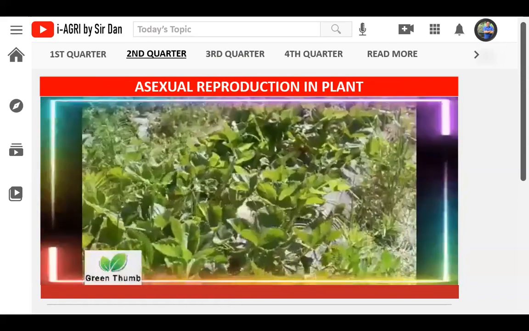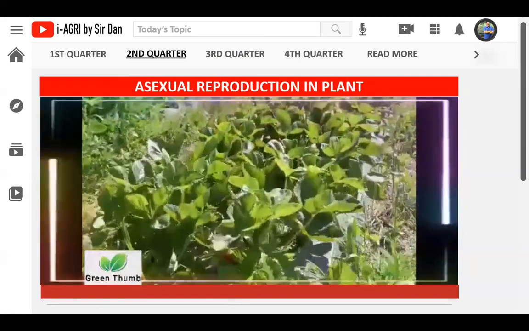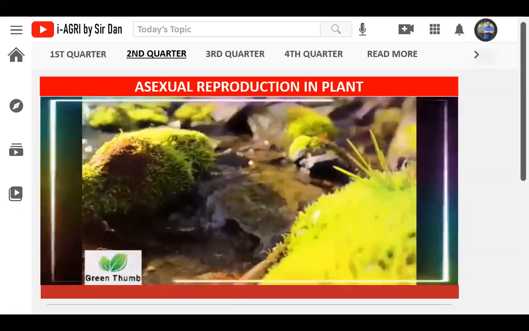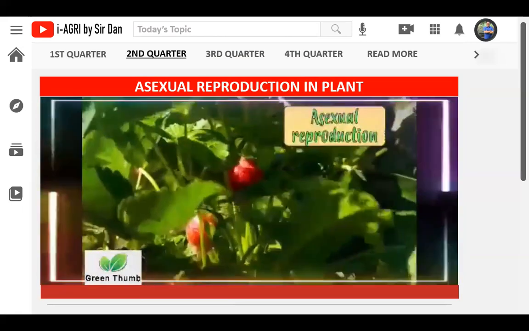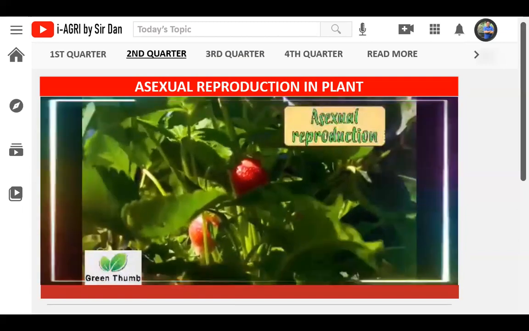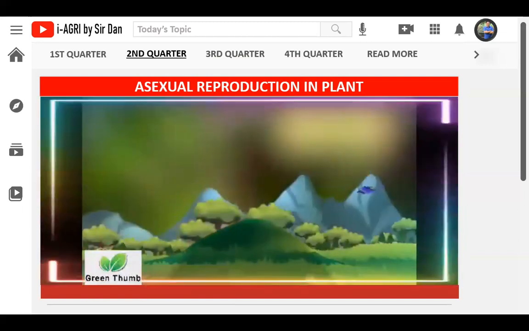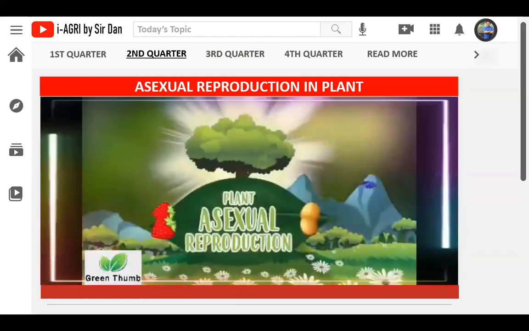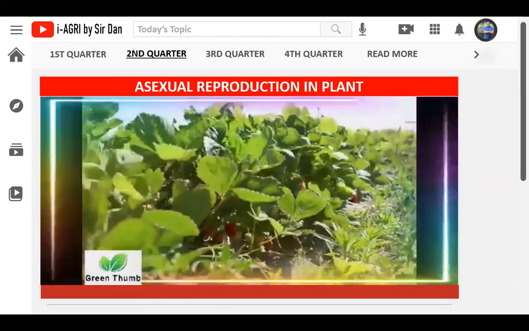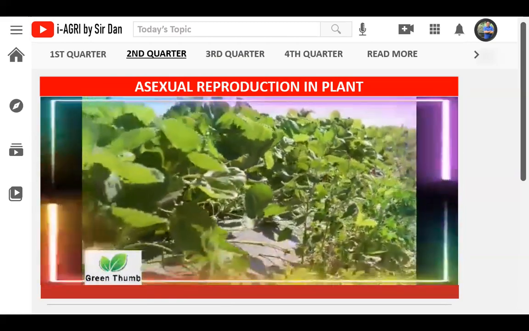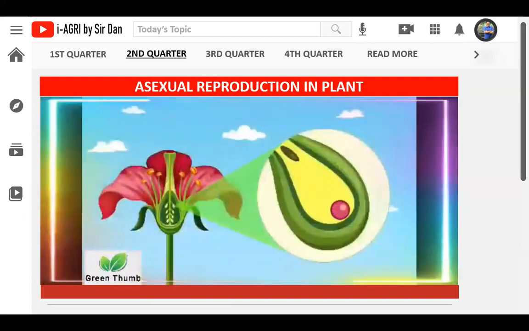Plants, like all living things, need to reproduce to perpetuate their species, to survive through time. Today, we're going to get to know plant asexual reproduction. In asexual plant reproduction, flowers don't intervene. There's no need for a gamete of female and male cell.